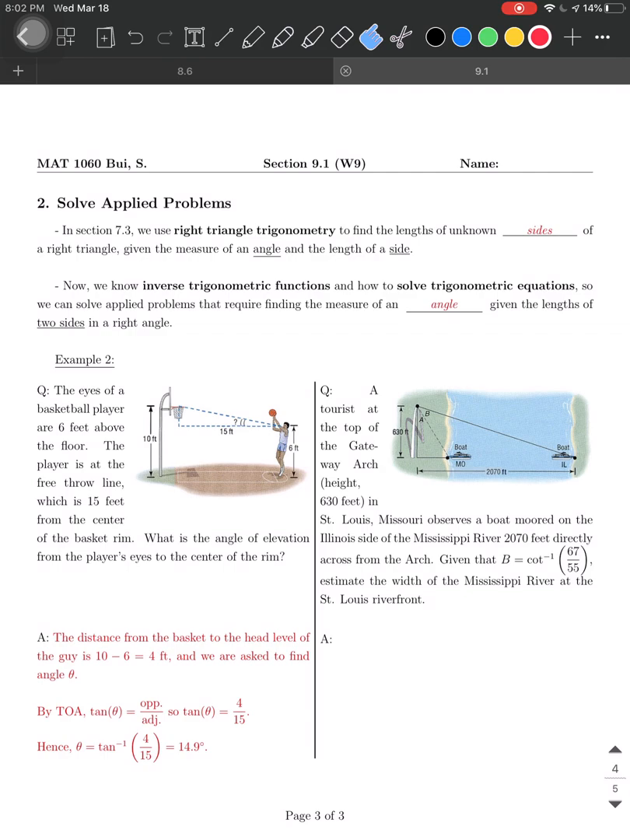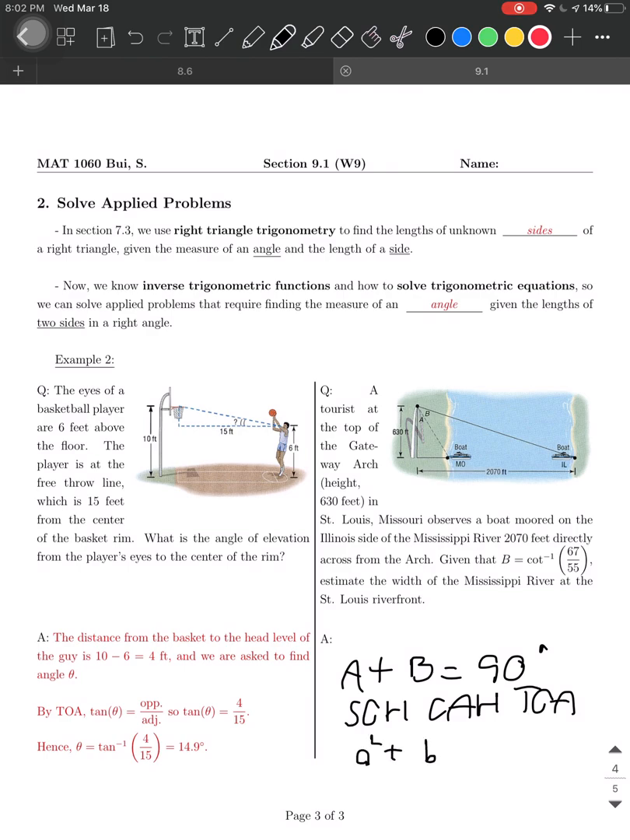So what do we do with this page? Generally, we have all the tools that we need already, specifically in a right triangle. I told you guys the relationship between angle A and angle B is that A plus B equals 90. So let's write it down instead of keeping it in our head. We know that A plus B equals 90. We have SOHCAHTOA. And we also know that a squared plus b squared equals c squared. So these are all the tools that you have.